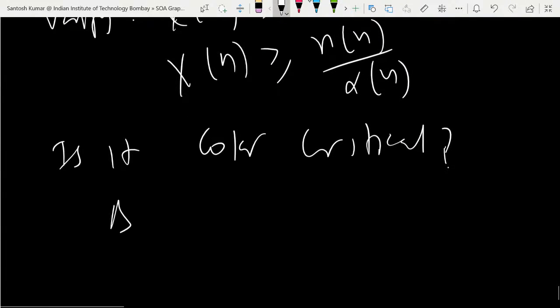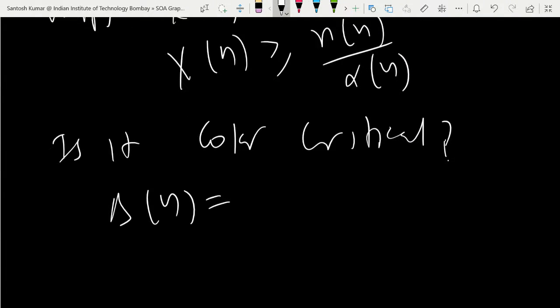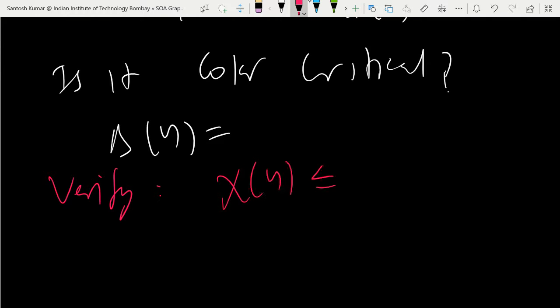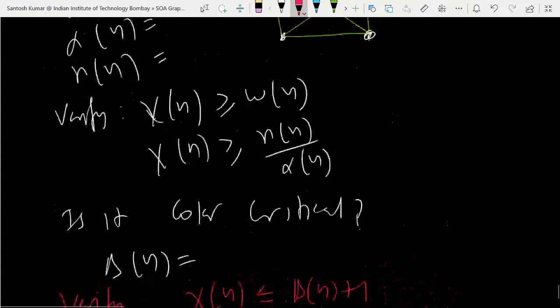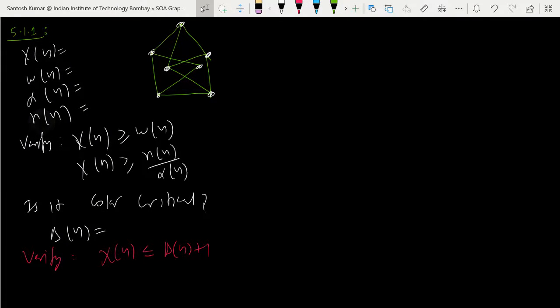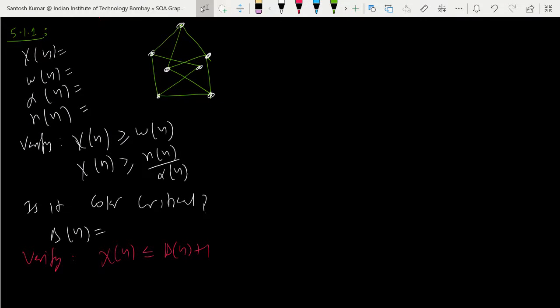I would say you also find delta G, and then verify that chromatic number of G is less than or equal to delta G plus 1. So these are the questions. Everyone, first please try, and then tell me if you have a problem, then I will continue. Take 1-2 minutes, try it, and tell me as soon as you get the answer.